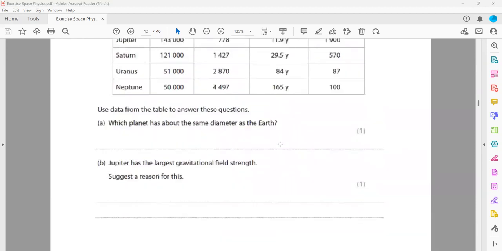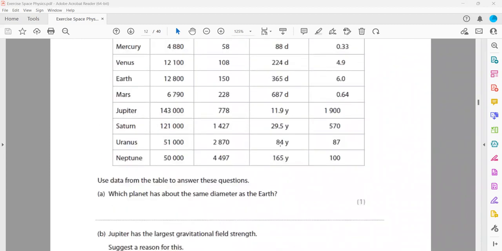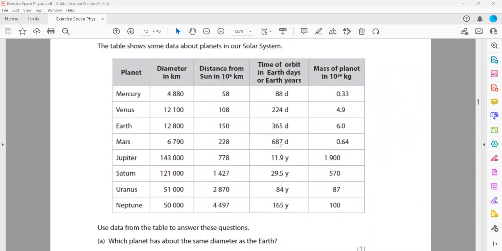Jupiter has the largest gravitational field strength. Suggest a reason for this. So you have to use the data and say why Jupiter has the strongest gravity. What is the reason for that? Which column should I select to relate the strength of gravity? Diameter, distance, time of the orbit? I should compare the mass, not diameter. Mass and size both are there, but mass is the main factor, not distance.